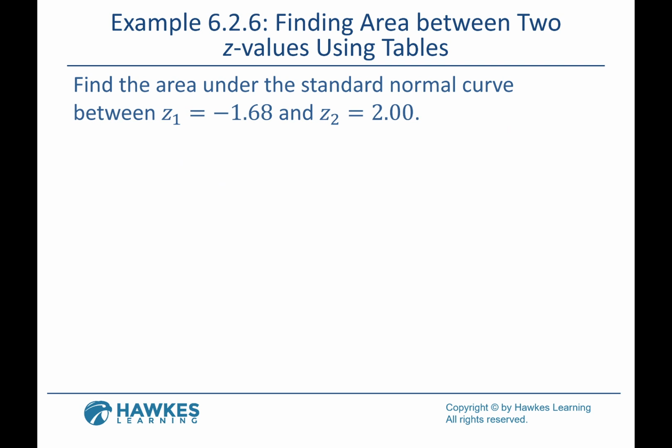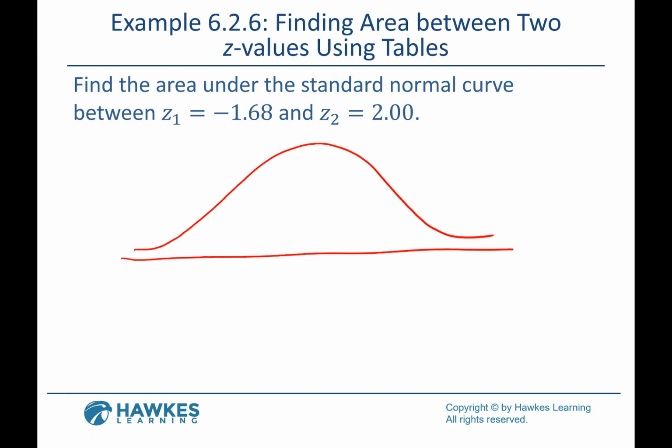Okay. So our third type of area we're going to find is the area between 2 z-values. Sometimes we want to know those. Okay. So here, this one wants us to find the area between negative 1.68 and 2.00. So as a picture, here we got negative 1.68. Over here, we got 2.00. And we want this area, the area in the middle.